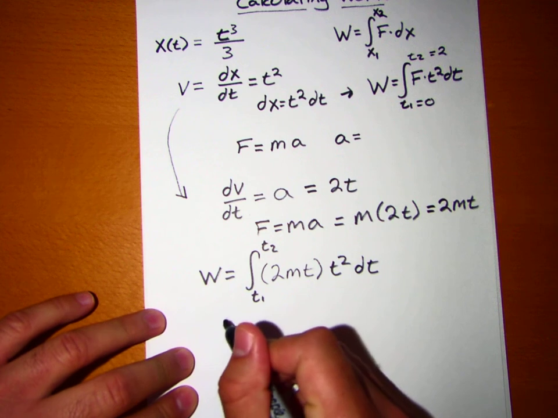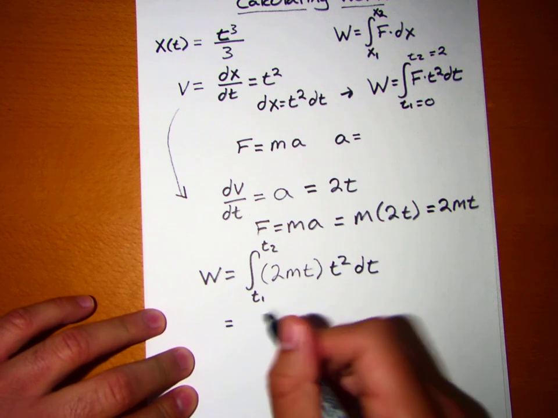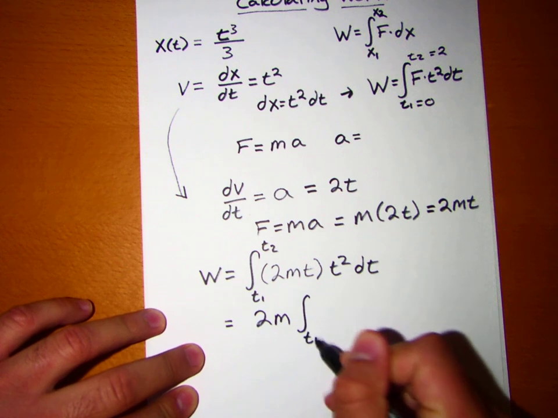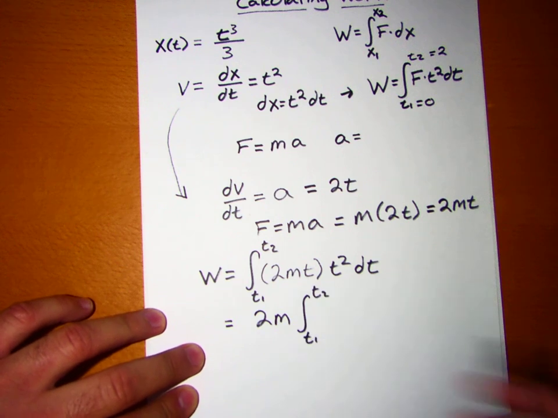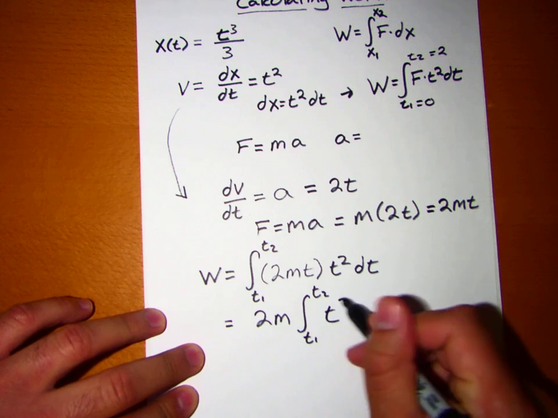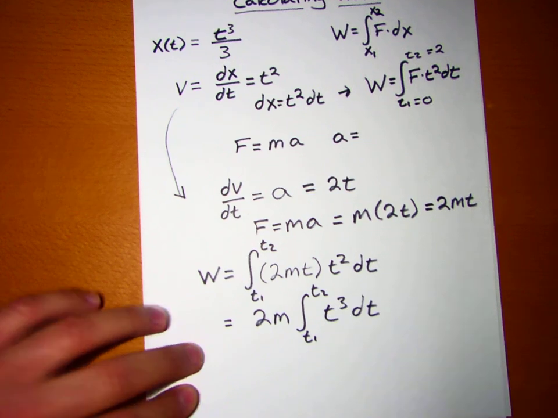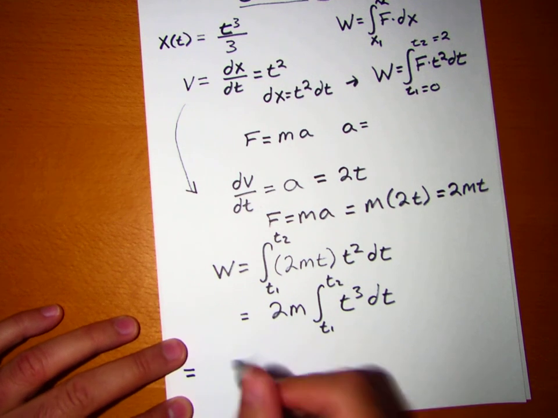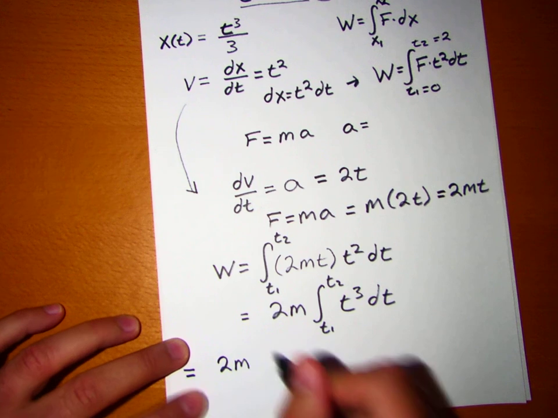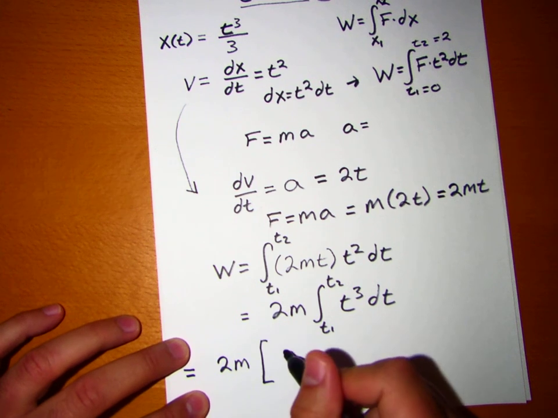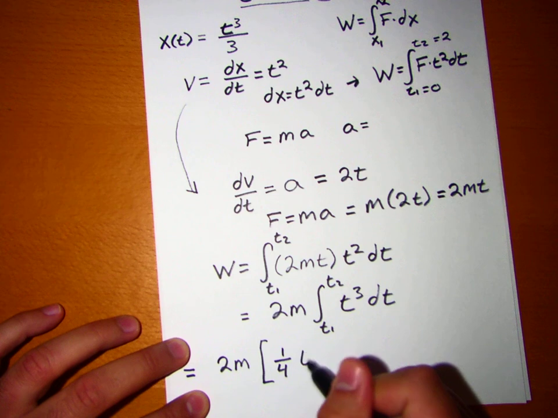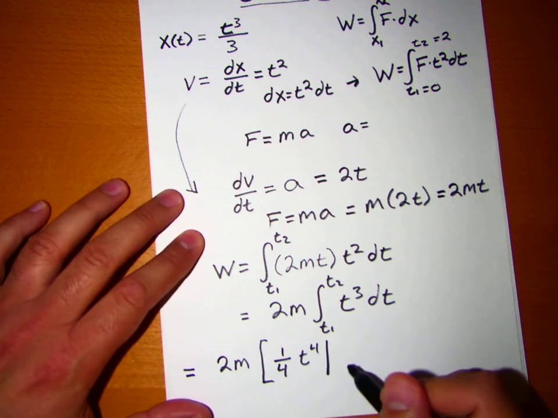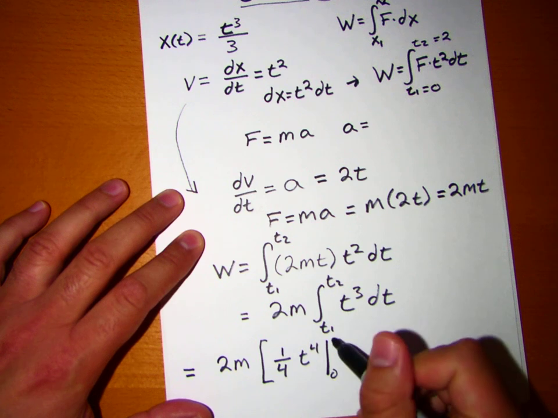So let's simplify this a little bit. So this is equal to, I'm going to factor out the 2 and the m. And so we're left with a t cubed in there, so that this is equal to the integral of t cubed, which is just 1/4 t to the fourth. And this is going to be evaluated from t1 to t2, or specifically from 0 to 2 seconds.